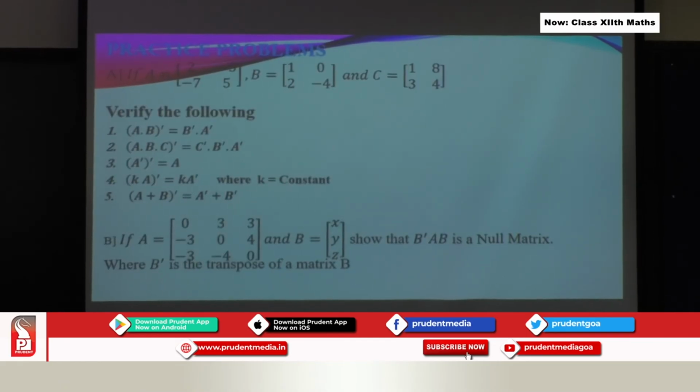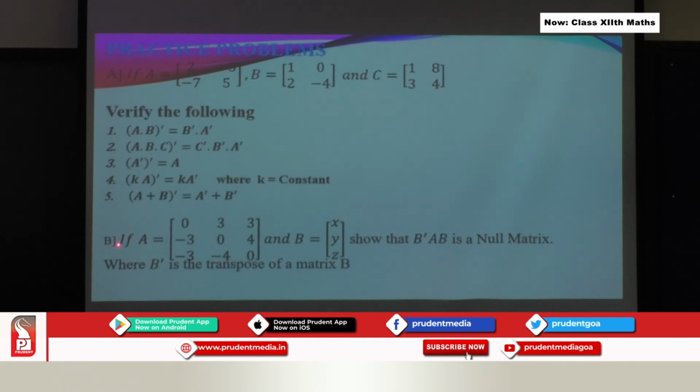Practice problems. So here you have A, B and C, again you need to verify all these 5 properties. By the way, all these 5 properties are very important for science students as well as for commerce students. You may get these kind of problems in the exam.